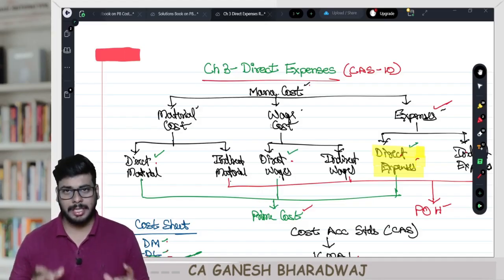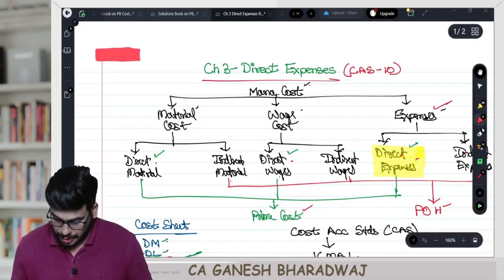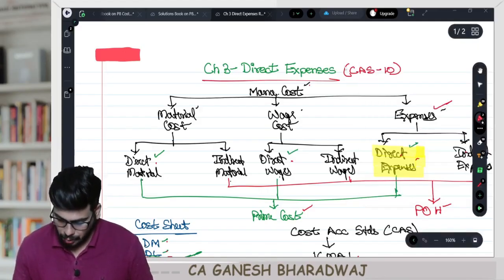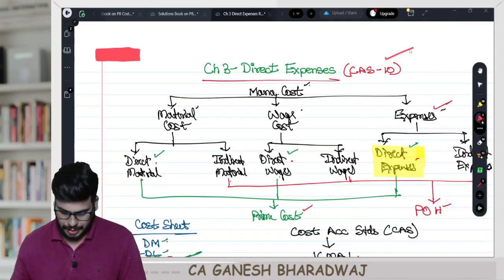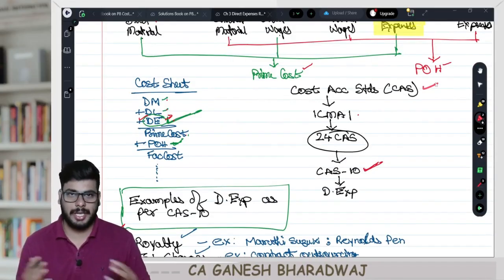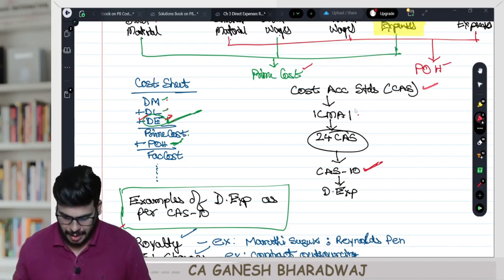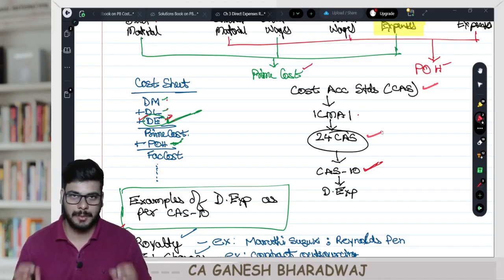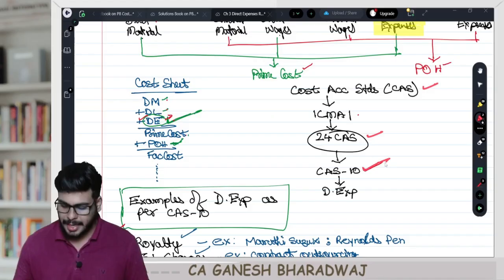Now, guys, this particular chapter, direct expense, is covered under a specific cost accounting standard called CAS 10. Clear with this, guys? Now, just to give a context, the cost accounting standards are prescribed by the CMA Institute, and as on date, there are 24 cost accounting standards prescribed by the CMA Institute. In that, one of the cost accounting standards is CAS number 10, which deals with direct expenses.